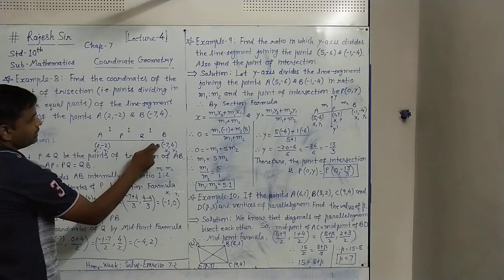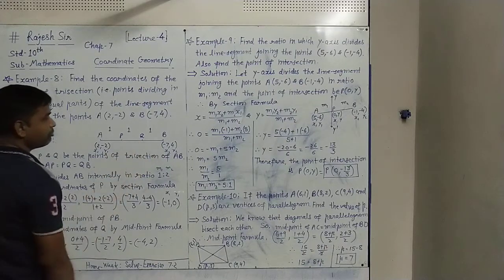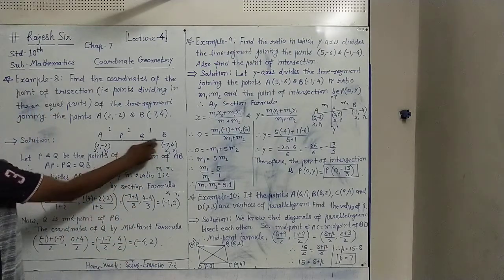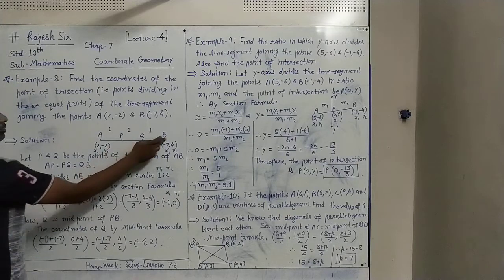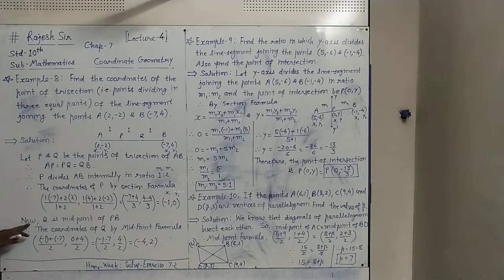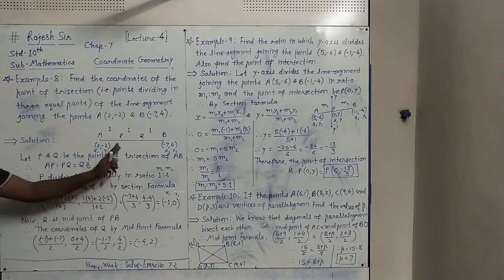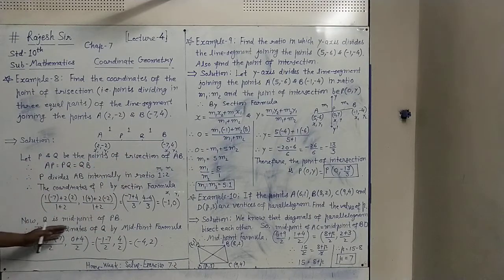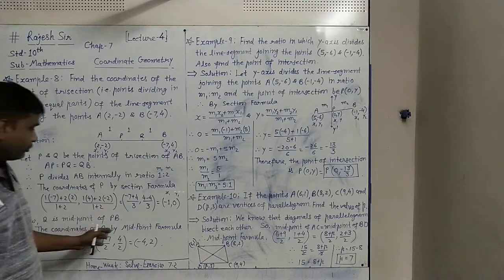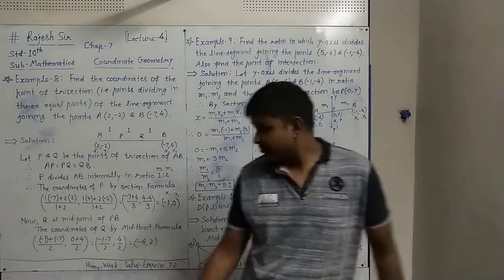So P and B, so Q will be the midpoint of PB because PQ equals QB. Q is midpoint of PB. That way we can do. So here Q is midpoint of PB, so to get the coordinates of Q we can apply the midpoint formula.